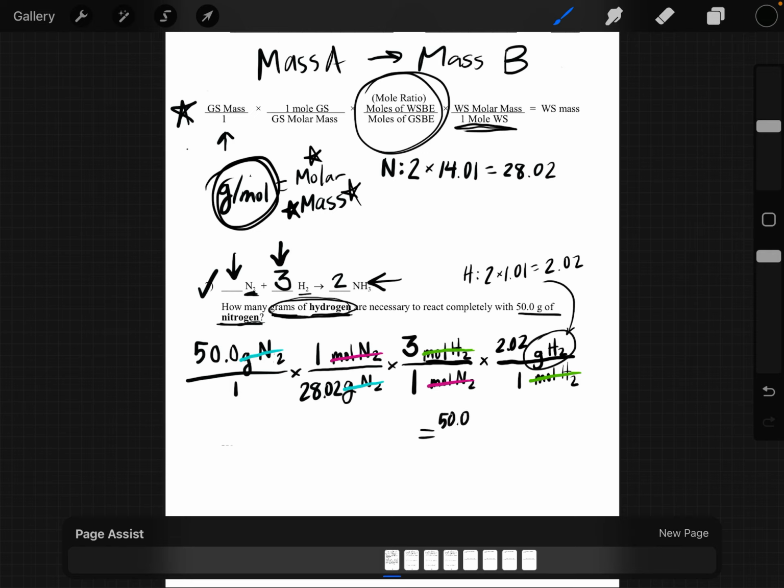So I'm going to go ahead and say 50.0 times 1 times 3 times 2.02 divided by 1 times 28.02 times 1 times 1. And when I put that in my calculator, if I can do it fast enough, I believe this becomes 10.8 grams of hydrogen.